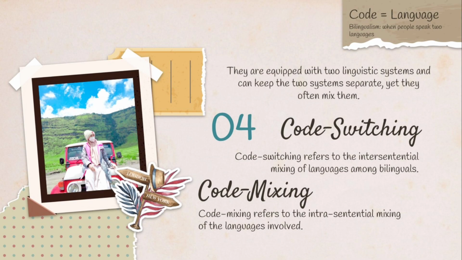Okay, the last material is code switching and code mixing. Before that, code is language and bilingualism is when people speak two languages. They are equipped with two linguistic systems and can keep the two systems separate, yet they often mix them. Code switching refers to the intersentential mixing of language among bilinguals, and code mixing refers to the intrasentential mixing of the languages involved. For the example, watch this video.